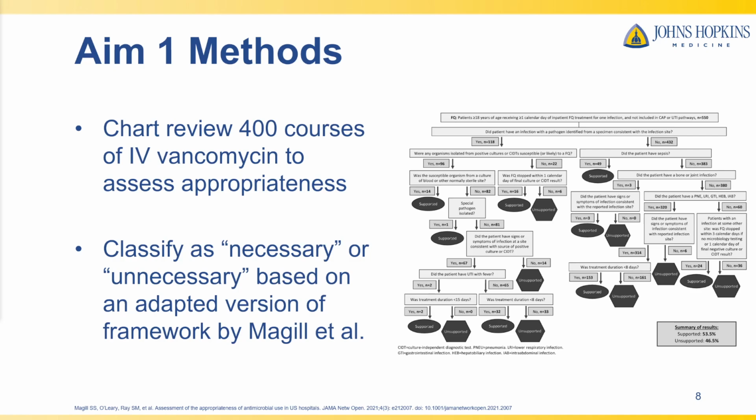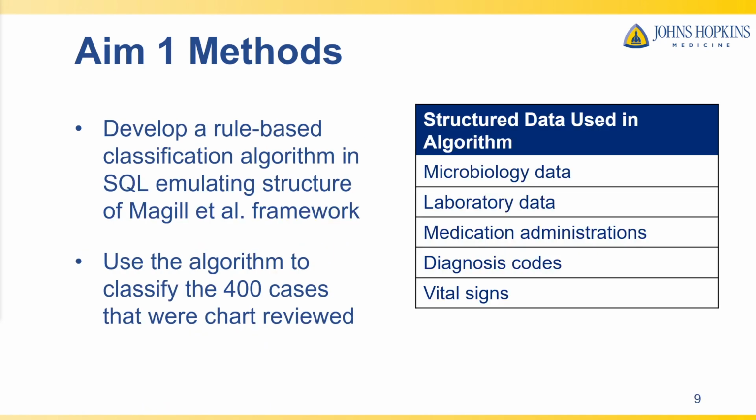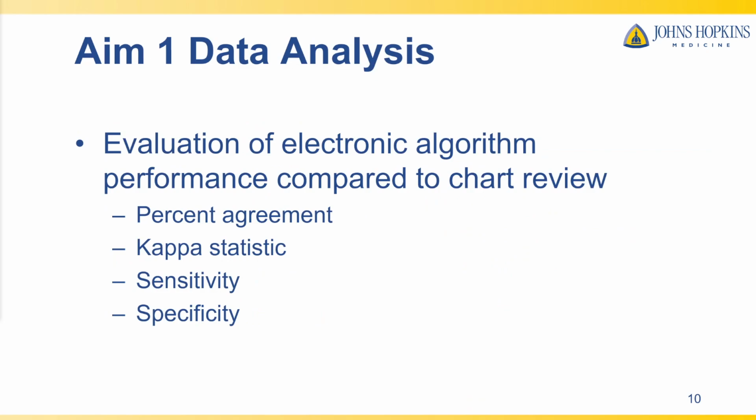In aim 1, we will chart review 400 courses of IV vancomycin to assess appropriateness. Each course of therapy will be classified as necessary or unnecessary based on an adapted version of a framework developed by McGill et al., which is depicted on the right. We will then develop a rule-based classification algorithm in SQL, emulating the structure of the McGill et al. framework using structured data elements noted in the table on the right. The algorithm will then be used to classify the 400 cases that were previously chart reviewed as necessary or unnecessary. We will evaluate the performance of the electronic algorithm compared to chart review using metrics such as percent agreement, the kappa statistic, sensitivity, and specificity.